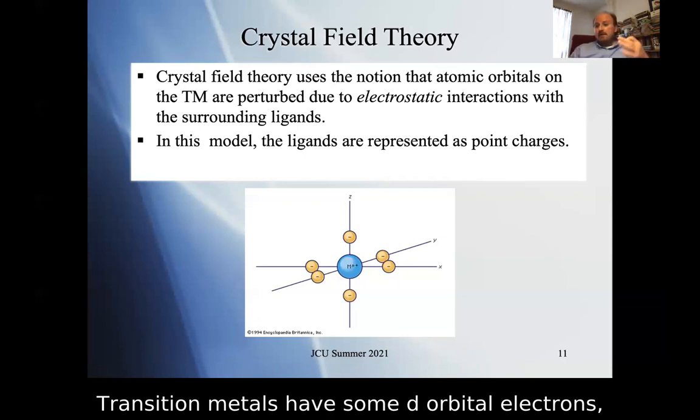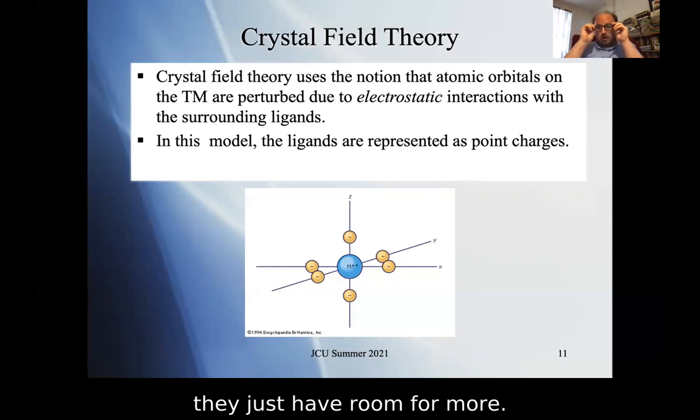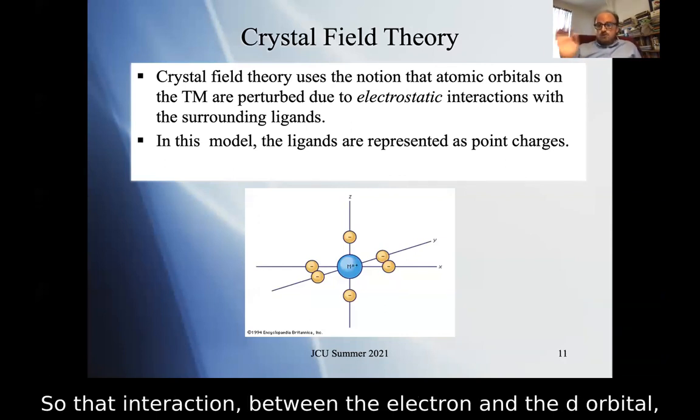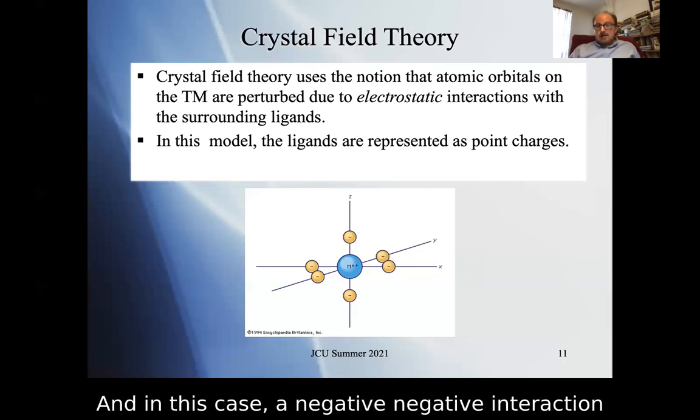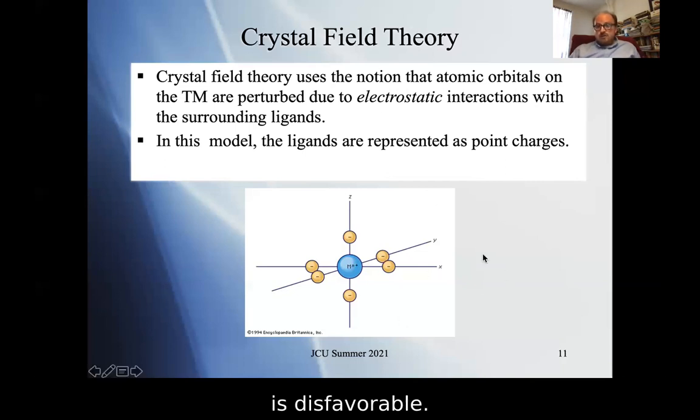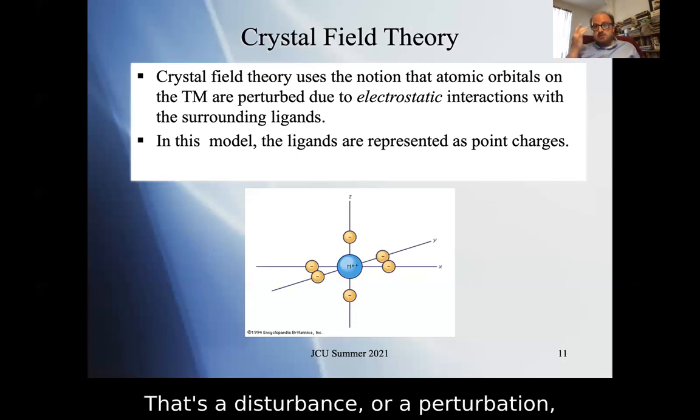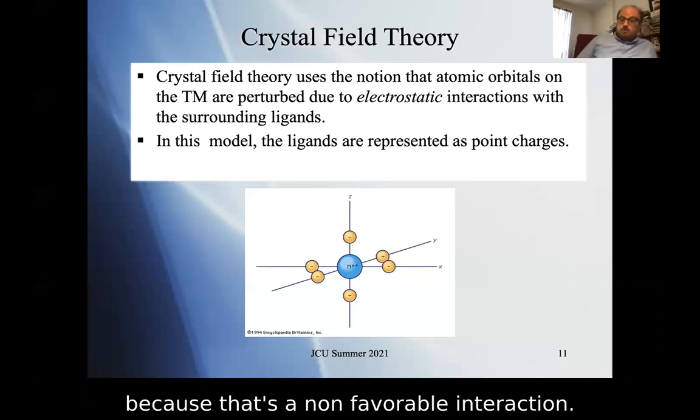Transition metals have some d orbital electrons. They just have room for more. So that interaction between the electron in the d orbital and the negative ligand is the electrostatic interaction, right? And in this case, a negative-negative interaction is disfavorable, right? That's a disturbance or a perturbation because that's a non-favorable interaction.